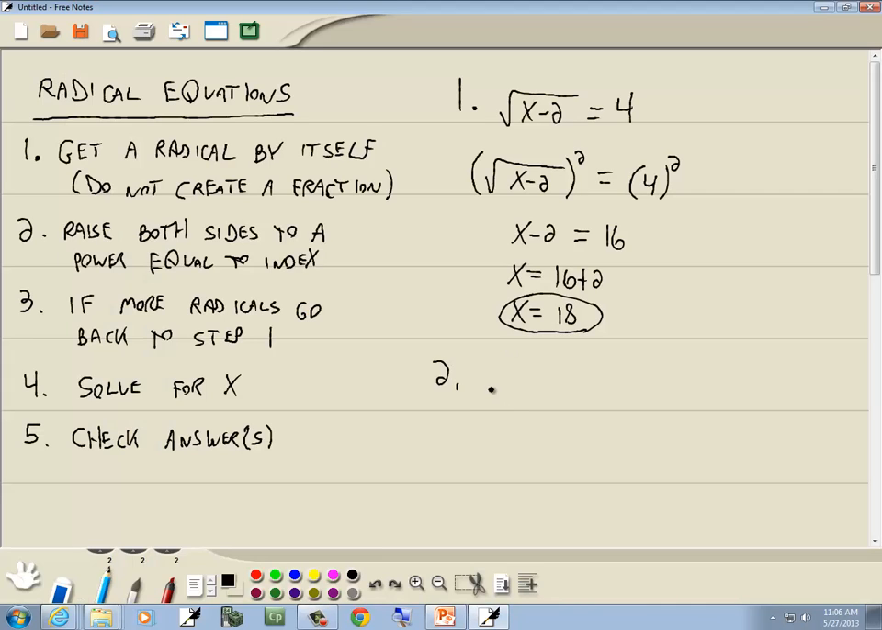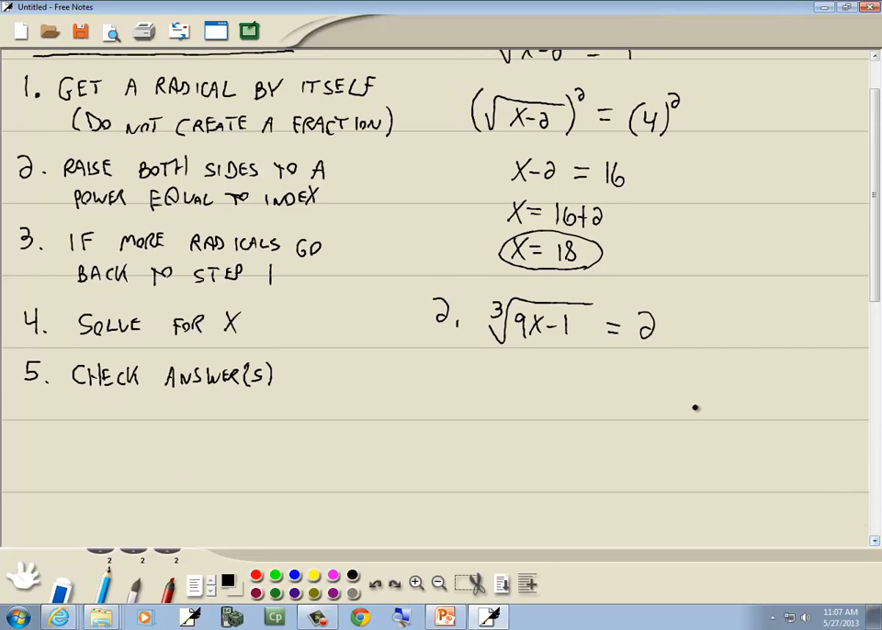Let's take a look at another one. We've got the cube root of 9x minus 1 equals 2. Step 1, get a radical by itself. Well, the radical is by itself, there's no numbers in front of it, no numbers after it. We just have the cube root over here. Step 2, raise both sides to a power equal to the index. Well, the number in this little slot, our index, is 3, so we're going to take both sides to the third power.